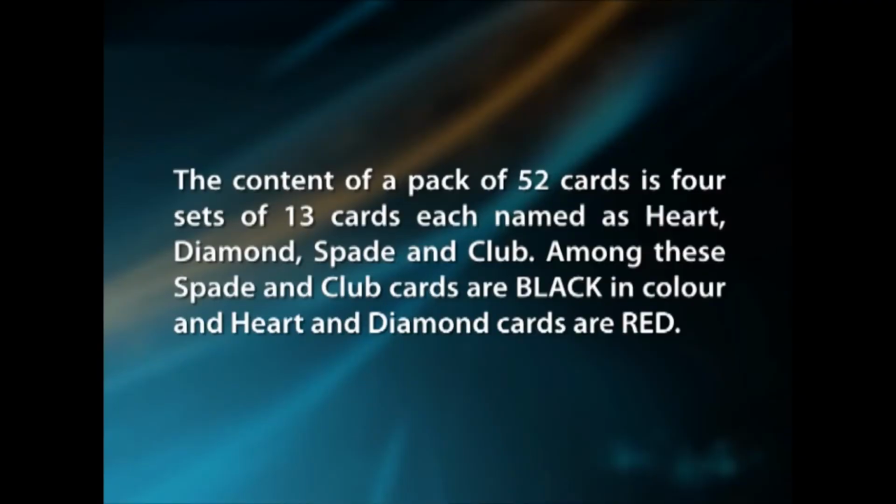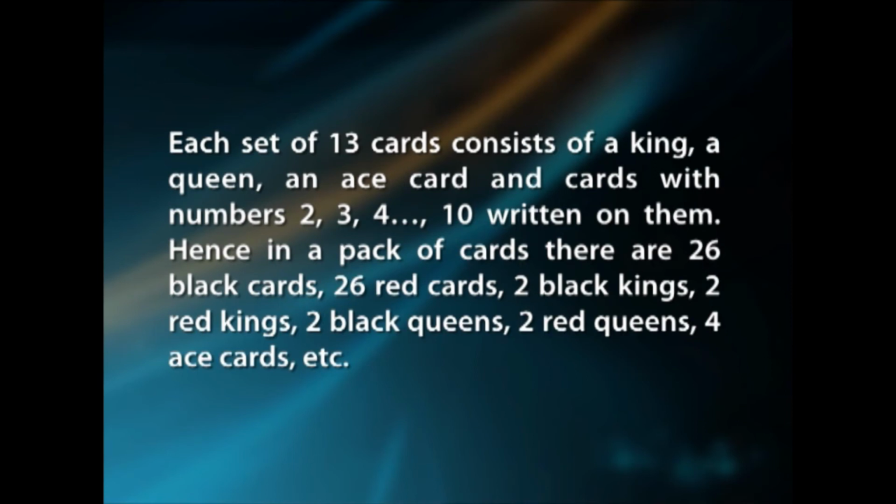The content of the pack of 52 cards is 4 sets of 13 cards each named as heart, diamond, spade and club. Among these, spade and club cards are black in color and heart and diamond cards are red. Each set of 13 cards consists of a king, a queen, an ace card and cards with numbers 2, 3, 4 etc. up to 10 written on them.